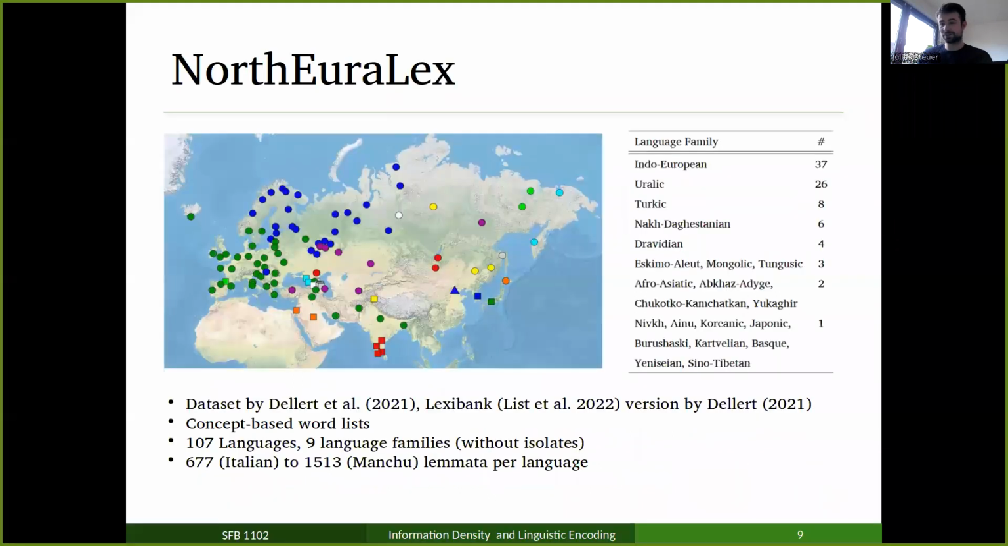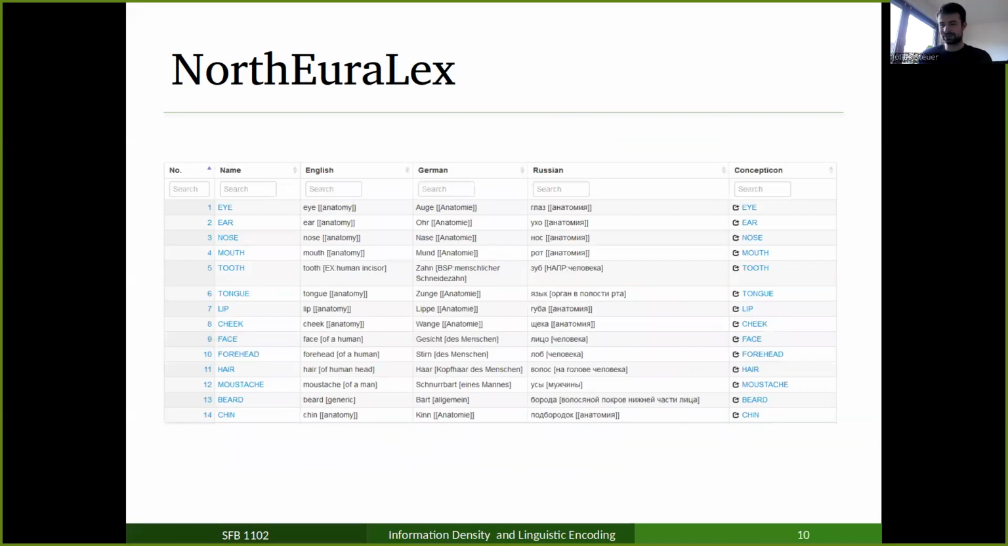Now to our data. We use the NorthEuraLex dataset, which contains a large diversity of languages from 9 language families. It has concept-based word lists for 107 languages. These word lists contain 677 to 1513 words per language. They are constructed as follows.